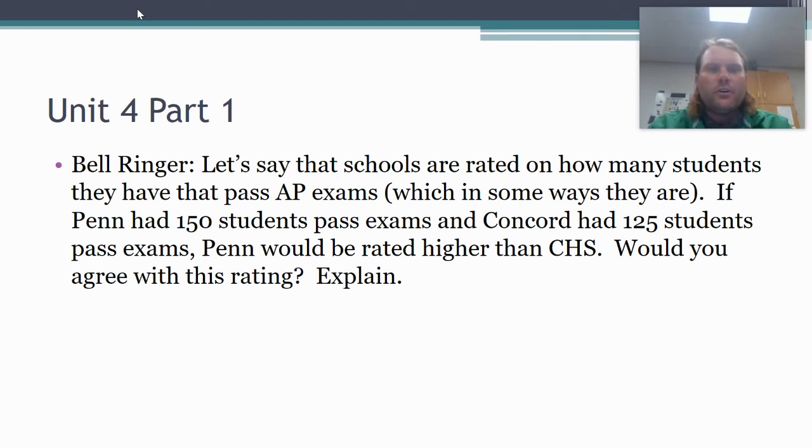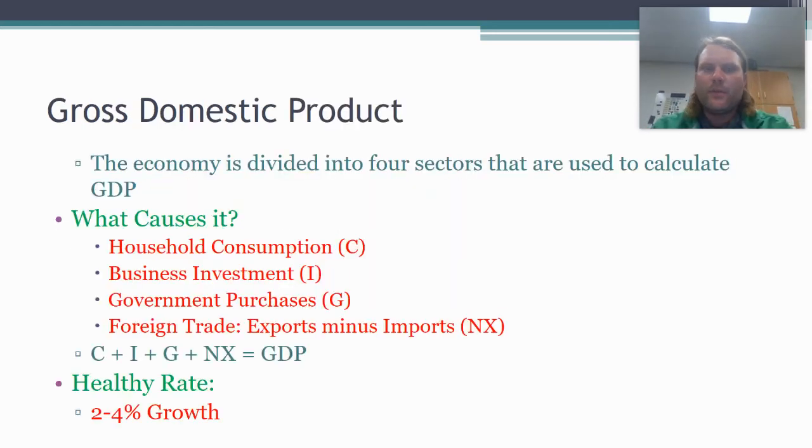So if we were going to measure these AP situations, and Penn has 150 students pass an exam and Concord has 125, which school is better? Well, you can make the argument for both, but keep in mind that Penn has about twice as many students as Concord. And so really Concord's percentage of AP passers is significantly better than Penn's.